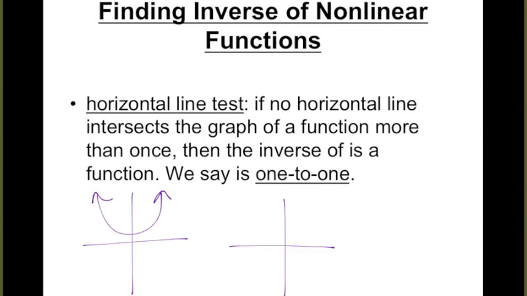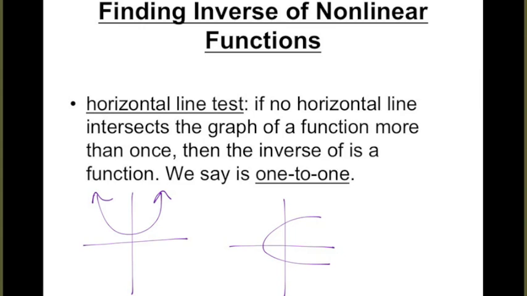And this one is not a function, because if I draw a vertical line, I'm going to hit more than one point. So we studied the vertical line test earlier this year, and it told us whether the graph is a function. The horizontal line test tells us if the inverse will be a function.